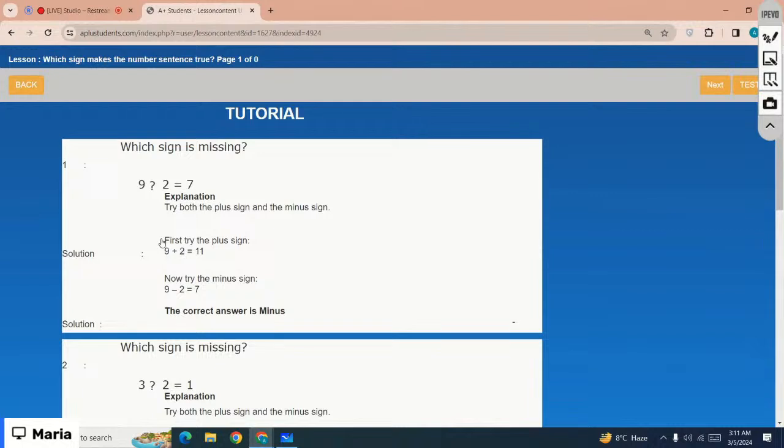If you add 9 plus 2, 9 plus 2 makes 11. They are not equal in this case, right? Because 11 is not equal to 7. If you subtract, 9 take away 2 makes 7. So 7 equals 7. Got it? So that means the correct option is subtract. 9 take away 2 equals 7.